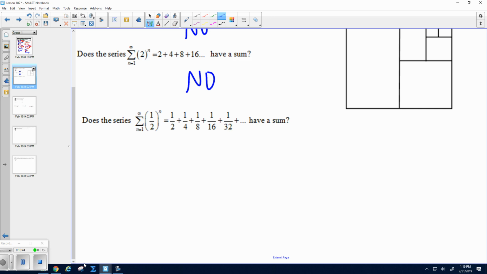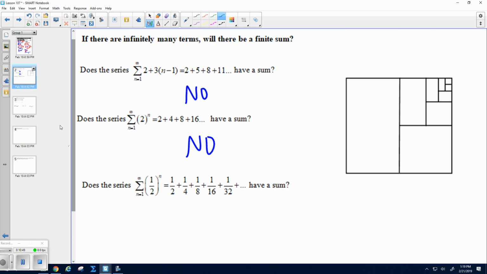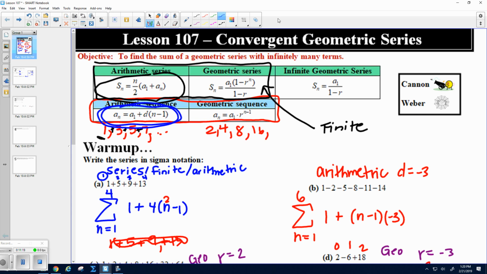I'm adding 1/2, 1/4, 1/8, 1/16, 1/32. Let's look at this square right here. This area represents what fraction of the square? 1/2. This area represents what fraction of the square? 1/4. 1/8. 1/16. 1/32, etc. What is the area of this square? Weird. If I added up all those fractions, what do I get? 1. Does this have a sum? Yes. Finally, the actual lesson.